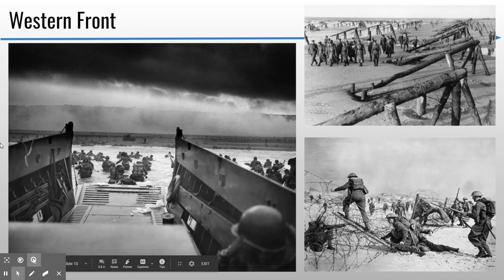Just some pictures here from D-Day. You can see landing on the beaches, troops having to cross all these beaches while the Germans are up here firing down on them. Germans laid traps all over the beaches, barbed wire. It was one of the most dangerous invasions in history.